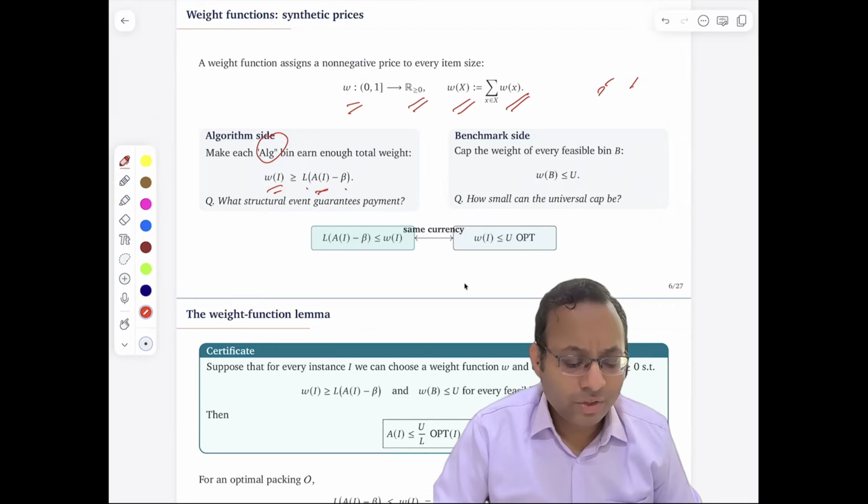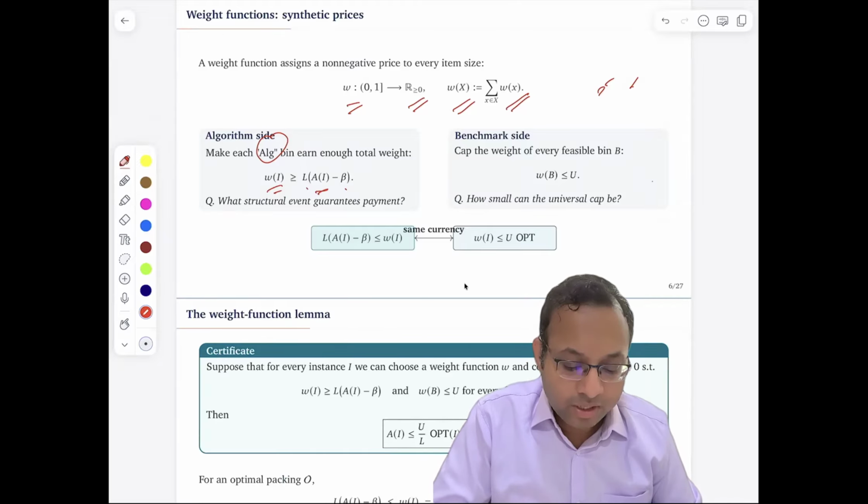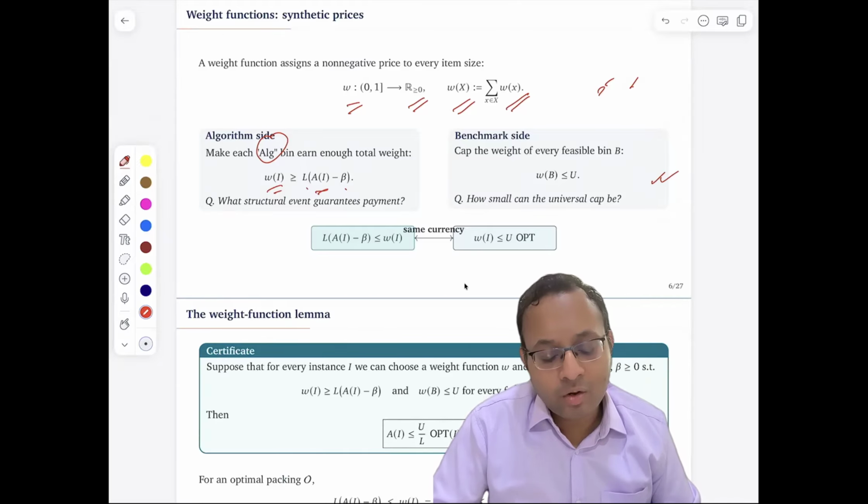And in most cases, we'll actually take L equal to 1. So roughly, we want to show that most bins, except maybe a constant number of bins in your algorithm, have weight at least 1. In the benchmark side, on the other hand, we'll show that none of the bins, even in the optimal solution, will have large weight. So they're upper bounded by some weight U.